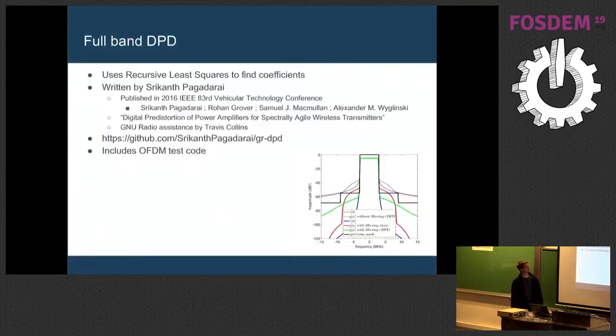So GNU Radio blocks. This isn't just a pure theory thing. There are different out-of-tree modules, and he published a paper in 2016 about it. These blocks are available on GitHub, Srikanth Pagadarai, gr-dpd, and it includes some OFDM test code.